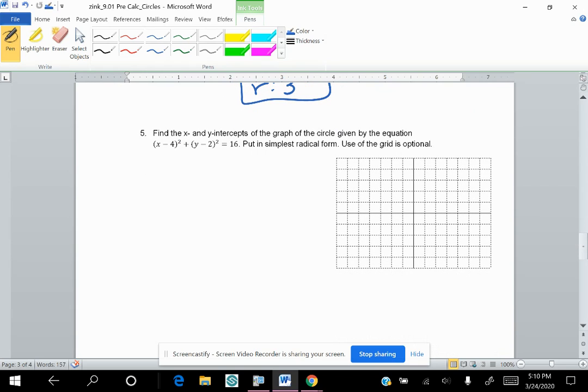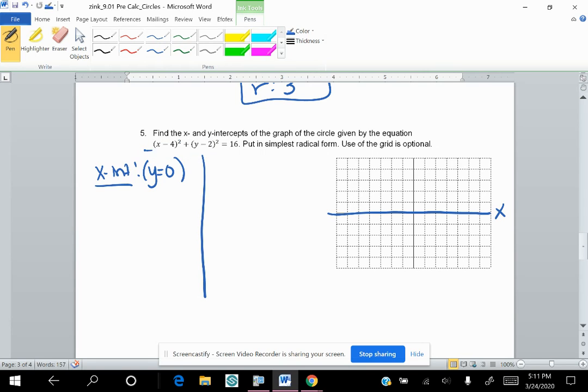Number 5. Find the x and y intercepts of the graph of the circle given by the equation. Answers in simplest radical form. And again, the grid for this one is optional. So let's find our x-intercept first. The one thing you want to think about when you're on the x-axis, what is your value for y? Well, you haven't gone up or down at all. So anytime you're on the x-axis, your y is going to be 0.